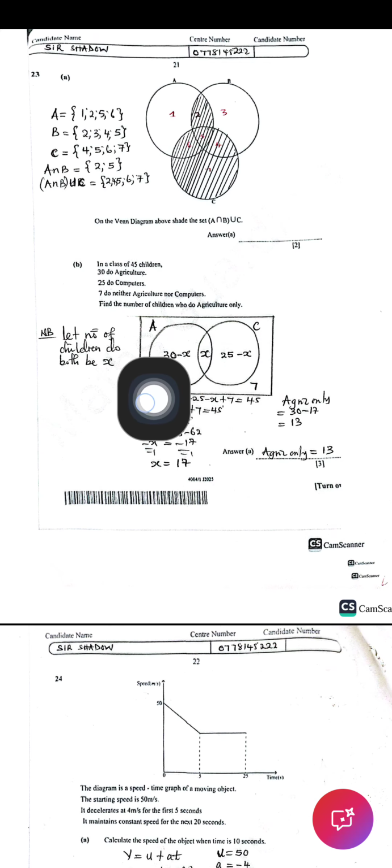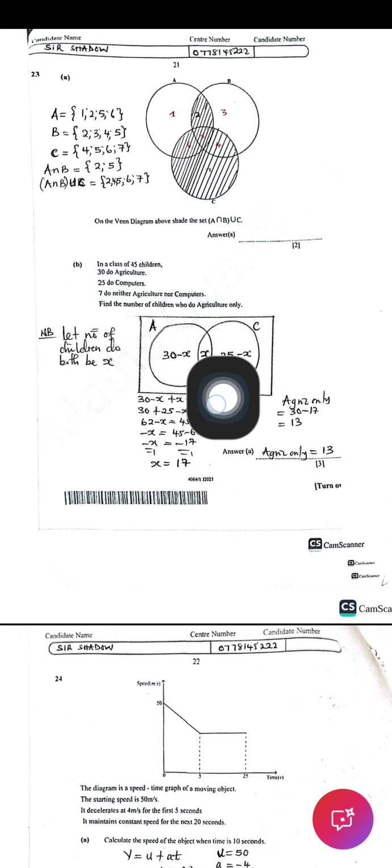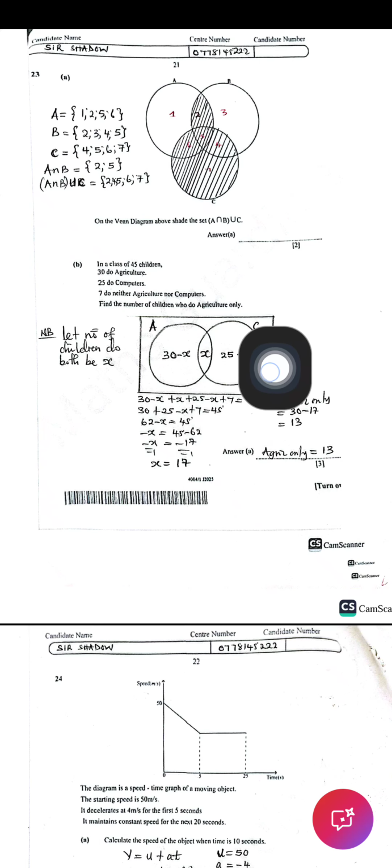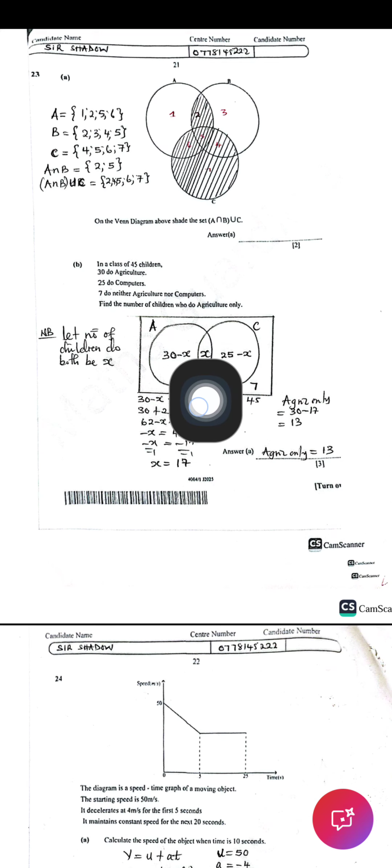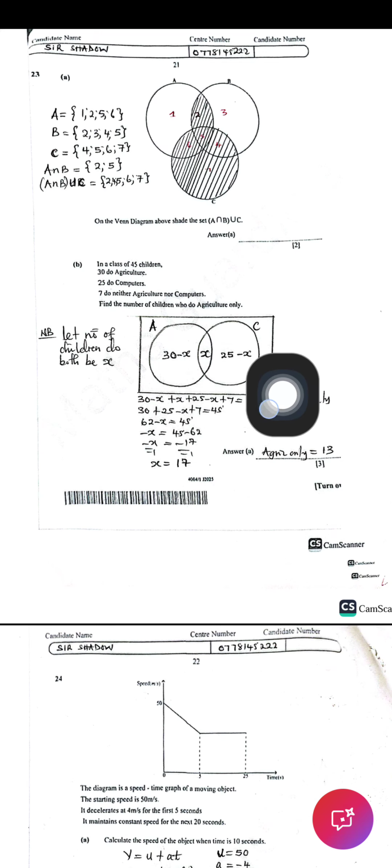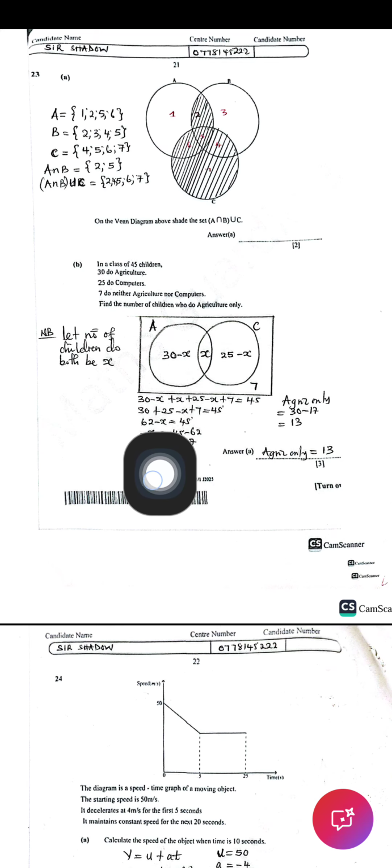Right. So there are some learners who do agriculture, so I put 30 right here for agriculture. Then I put x for those who do both. Then I put 25 for those who do computers. But for those who do agric, there are some learners who do both; for computers, there are some learners who do both. Then 7, they do nothing.